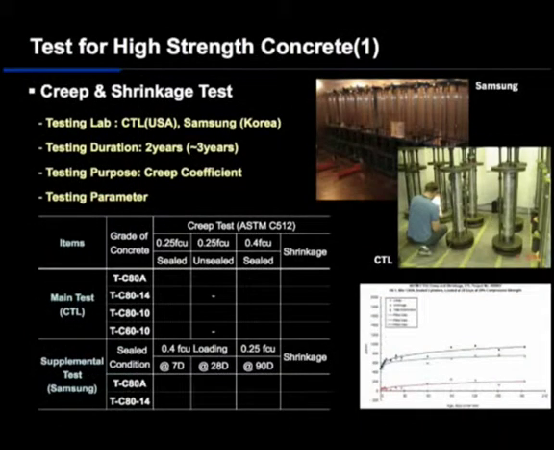To check the design assumptions against the actual concrete characteristics, we did the creep and shrinkage test. We used two laboratories: one is CTL in the United States and the other is Samsung laboratories. This test was carried out for 3 years, and the test results were very close to the design assumptions.